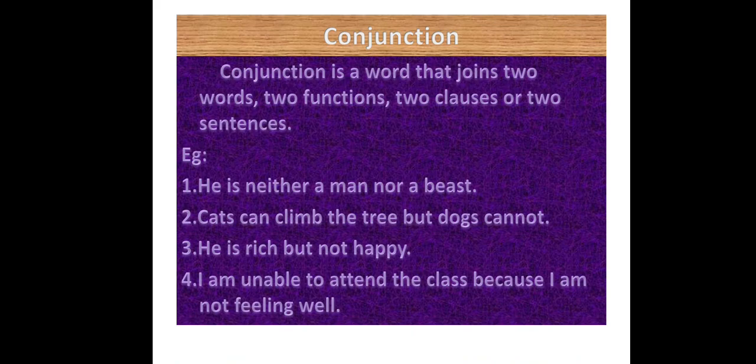Cats can climb the tree, but dogs cannot. So we are telling about cats and dogs here. Cats can climb the trees, dogs cannot climb the trees. So two sentences are joined here, and the joining word is but. He is rich. He is not happy. He is rich, but he is not happy. So the joining word but is a conjunction here.